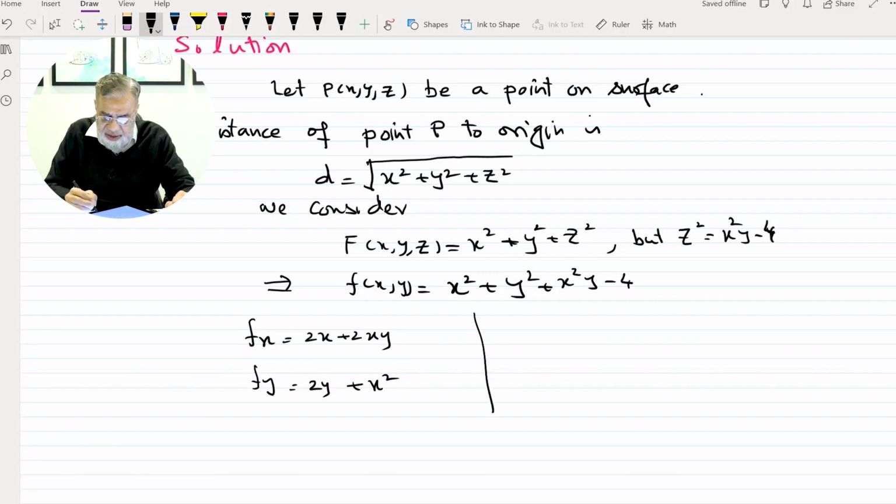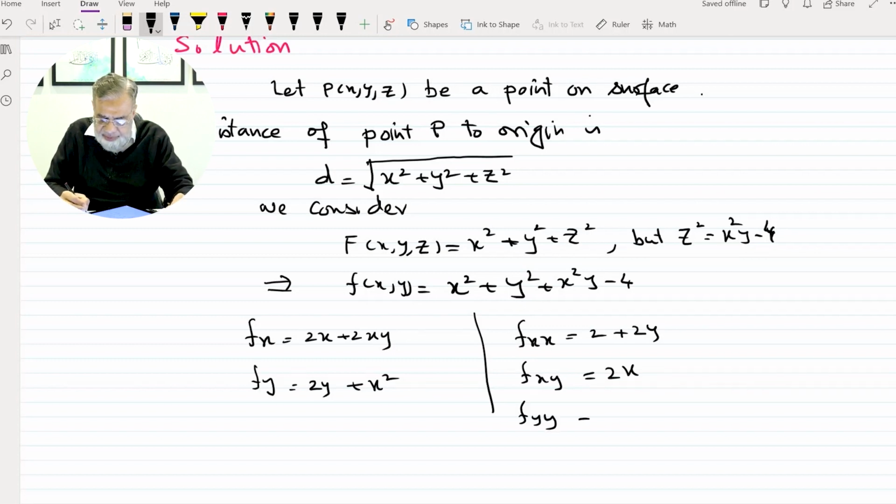Now I need the second derivatives. Find f_xx. My f_x is 2x plus 2xy, so f_xx is 2 plus 2y. My f_xy with respect to y, we get here 2x, and then I take f_yy, my f_yy is equal to 2. So I get the first derivative and also the second derivative.